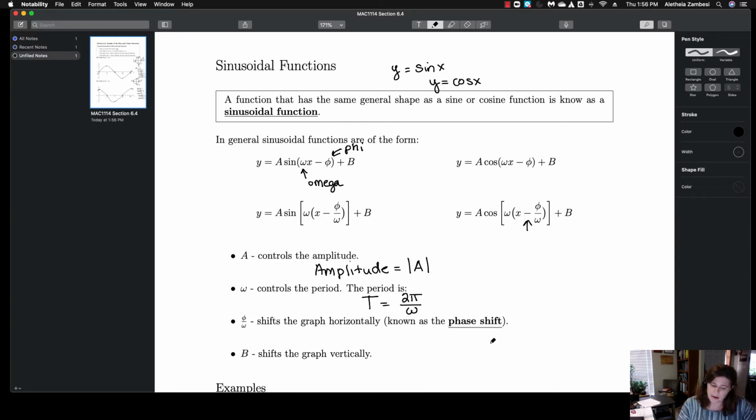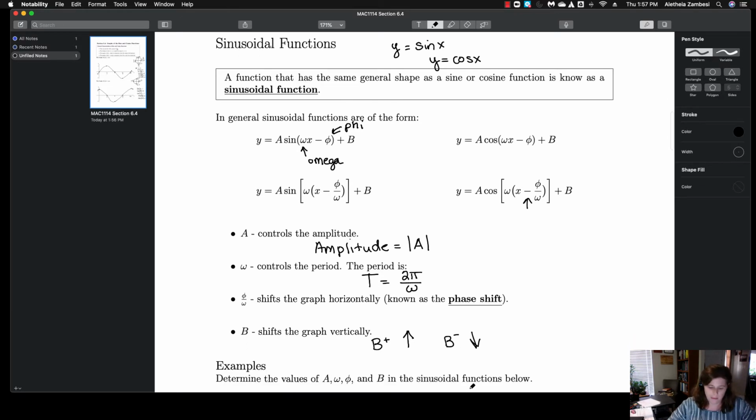And then b, the number that we add to the end, shifts the graph vertically. So if b is positive, we shift the graph up. If b is negative, then the graph shifts down. You may remember transformations from either college algebra or pre-calc. These work in the same general way.